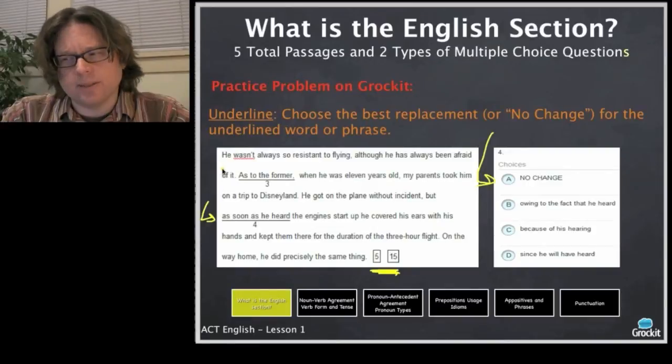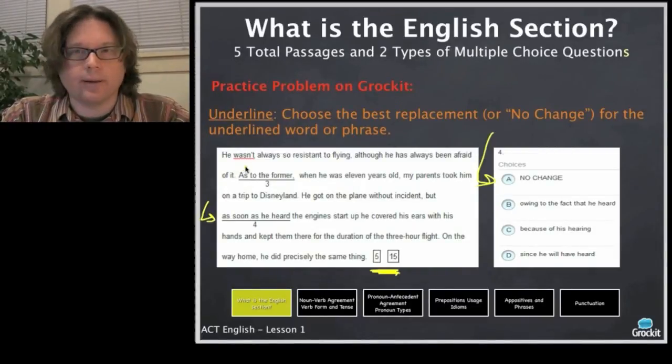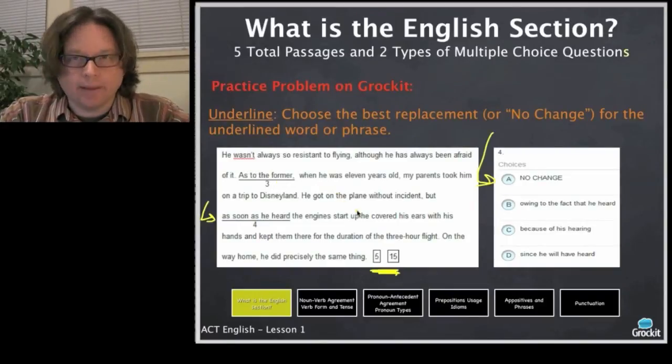He wasn't always so resistant to flying, although he has always been afraid of it. As to the former, when he was 11 years old, my parents took him on a trip to Disneyland. He got on the plane without incident, but as soon as he heard the engine start up, he covered his ears with his hands and kept them there for the duration of the 3-hour flight. On the way home, he did precisely the same thing.